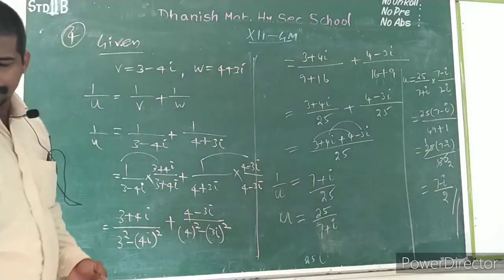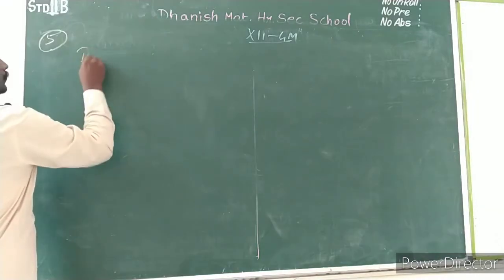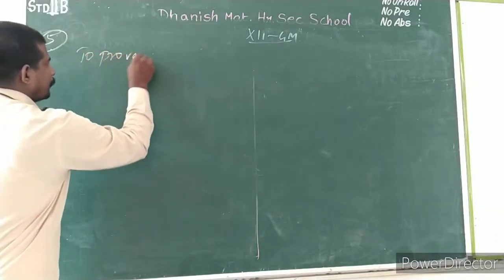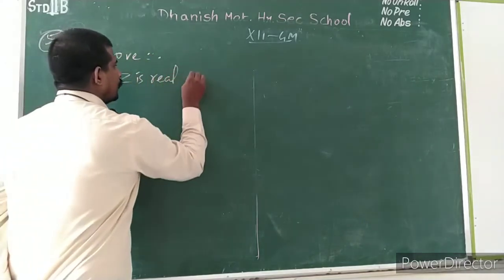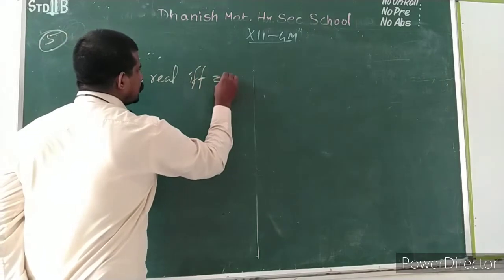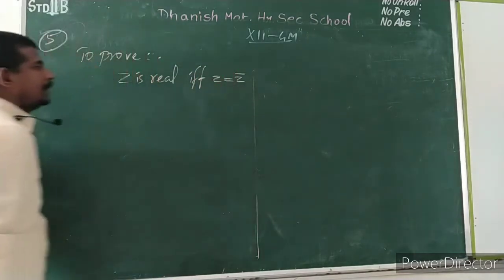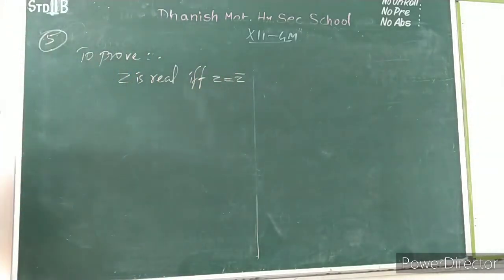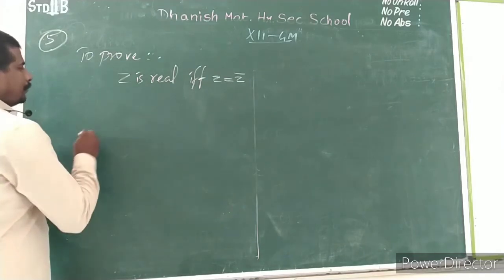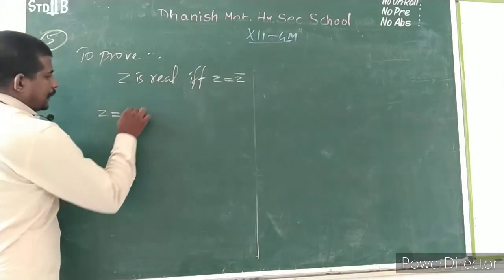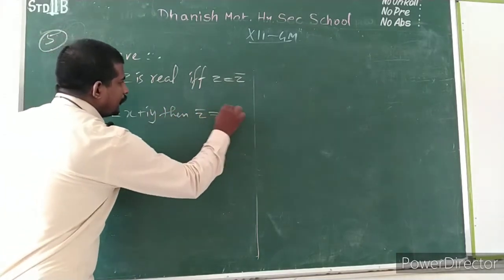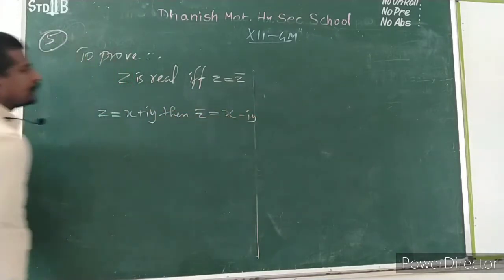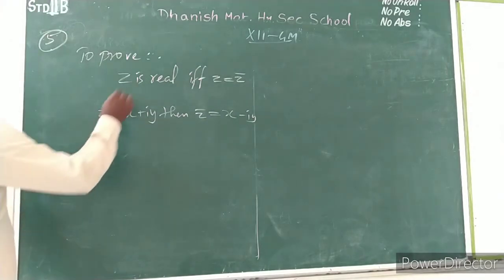Here we are going to prove two things. First one, to prove z is real if and only if z equal to z bar. Here we need to prove two things. First, before that I am going to take z as x plus iy, then z bar will be x minus iy.